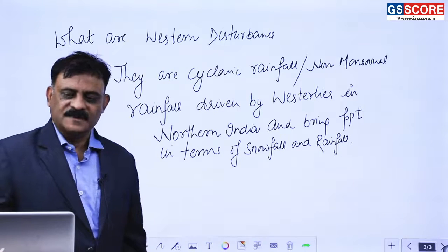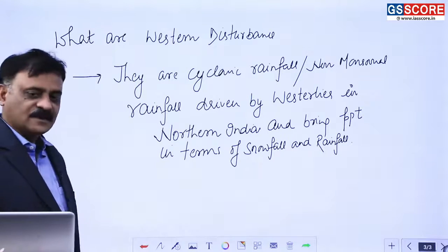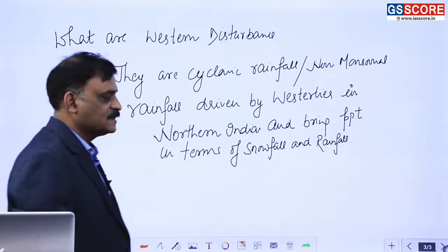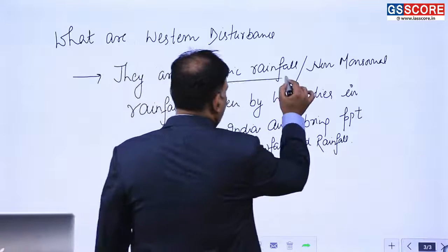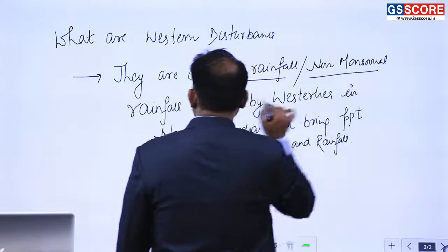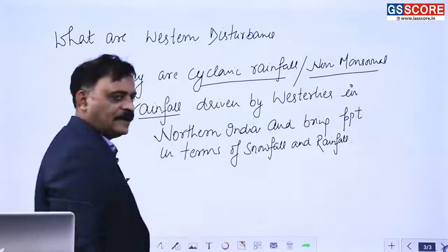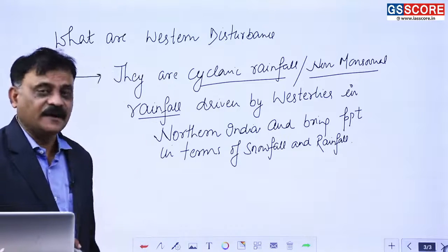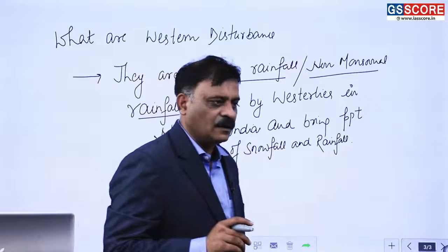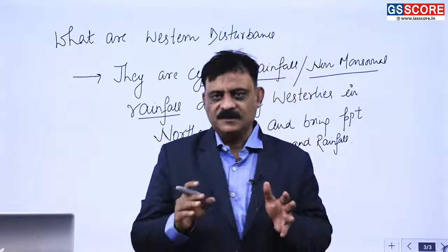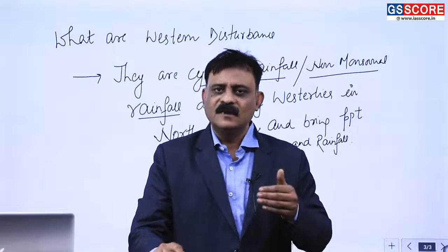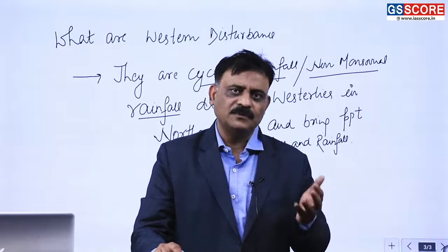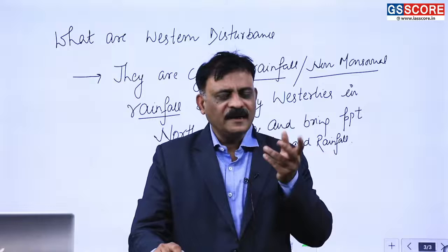Okay, I hope this definition is very much clear, that what is the western disturbance. Whenever you are writing the answer related to the western disturbance, use these terms, cyclonic rainfall and non-monsoonal rainfall. Always remember that it is not a monsoonal rainfall, because in the context of India, we have two types of rainfall that we generally experience in a year. One is called monsoonal rainfall and another is called non-monsoonal rainfall. Now, दोनों में डिफरेंस क्या है?